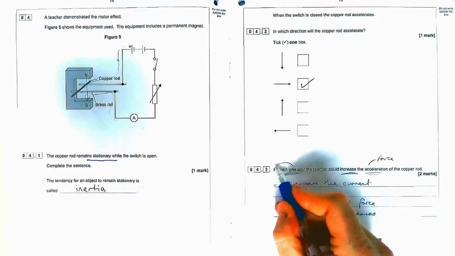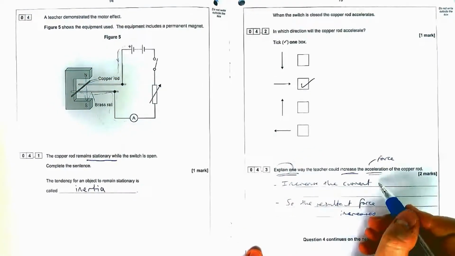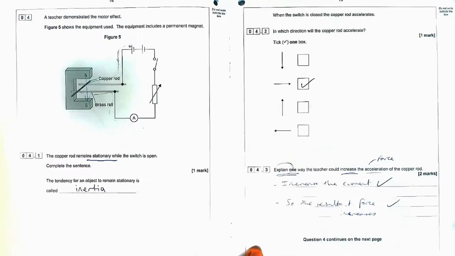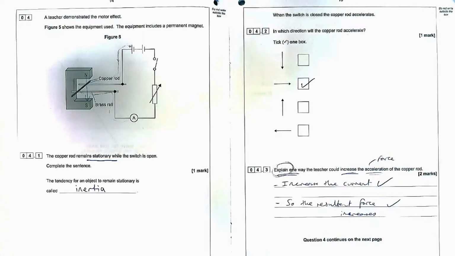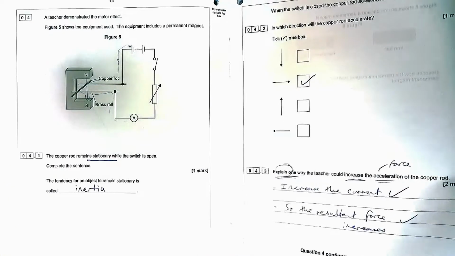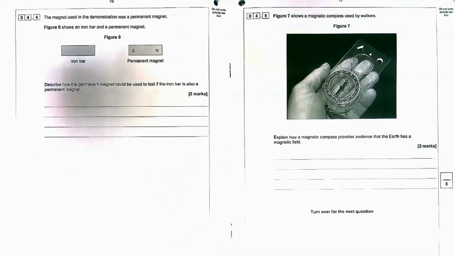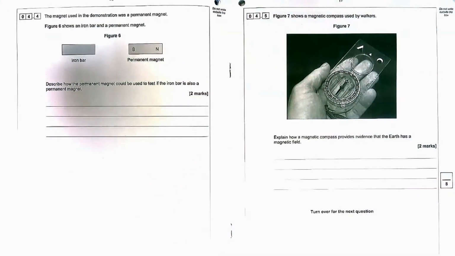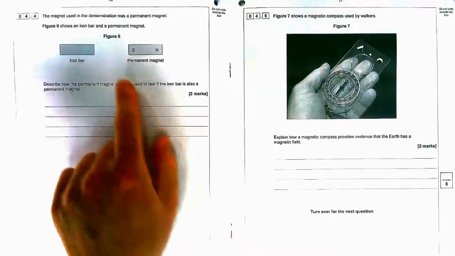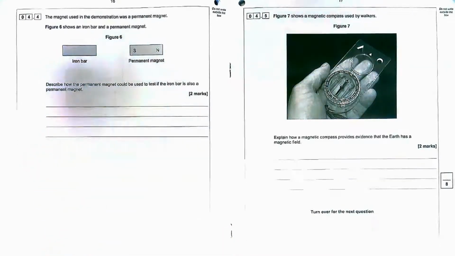Okay, over to the next bit of question 4. This time we've got some permanent magnets, and the question tells us there's an iron bar and a permanent magnet. It says describe how the permanent magnet could be used to test if the iron bar is also a permanent magnet or not. Now to be able to understand this question, we need to know, well, how do iron bars behave next to a permanent magnet?